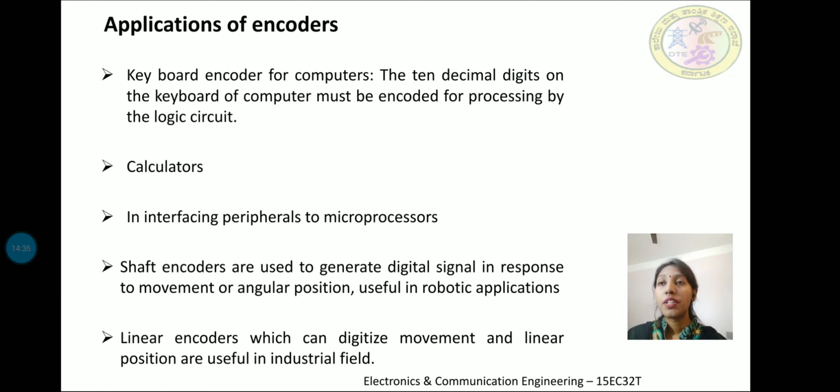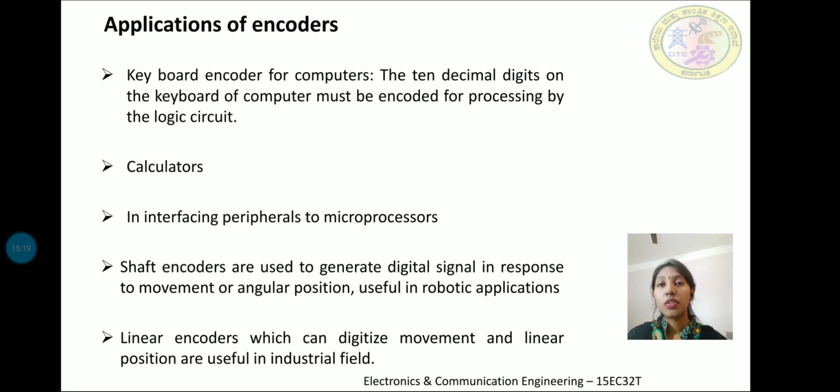So apart from the application of encoders or priority encoders in the keyboards of computers, calculators, and in interfacing of peripherals to the microprocessor, encoders such as shaft and linear encoders are used in industrial applications. Shaft encoders are used as transducers which measure angular positions or rotary movement and convert it into digital form. These are very useful in robotic applications where the robotic arm positions are measured and converted into digital form, and given as an input to the robot control circuit so that it can control the movement of the robotic arm.